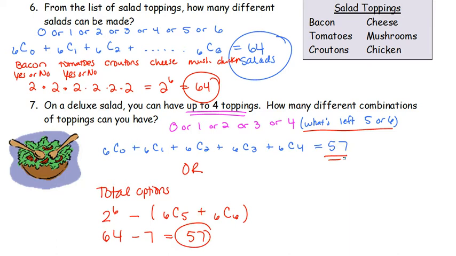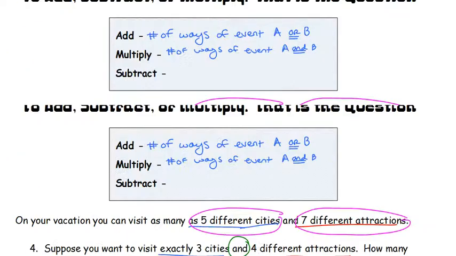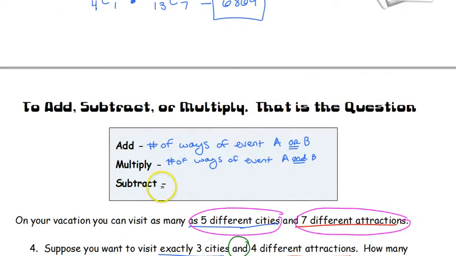The only time that we really use subtraction is if what's left is significantly less than how many we're trying to find. So if I'm trying to make a salad and there's 20 different toppings I could add on my salad, and I want all of them except for 2, it doesn't make sense to add up 18 different options when I could just take the total, subtract the 2 that I don't want. So if we go back up to the top of our page, subtraction.